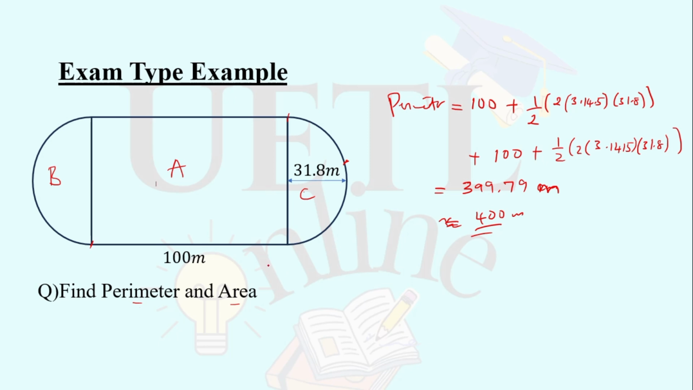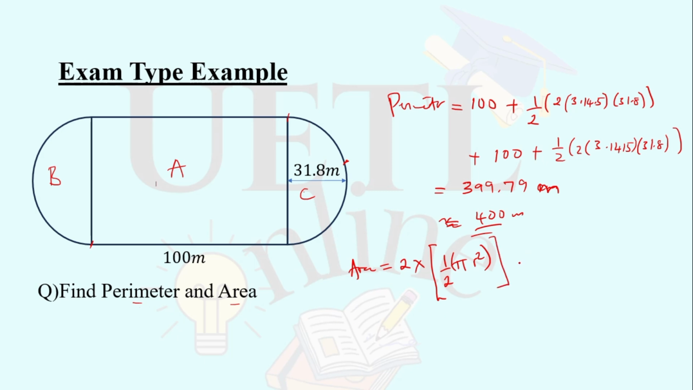Now our next duty is we are asked to find the area. To find the area, we're just going to find the area of B and C and add it with the area of A. I told you that B and C are equal, so we're just going to say 2 multiplied by the area of C. To find the area of C, you're just going to say half pi r squared. So this is it. We have found the area of C.